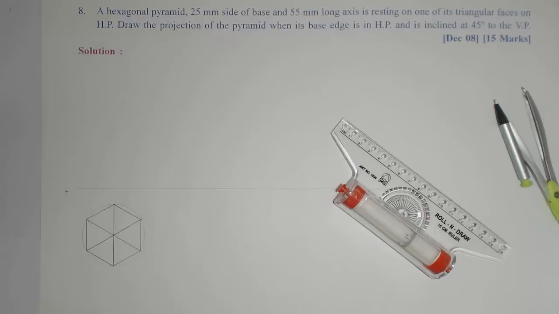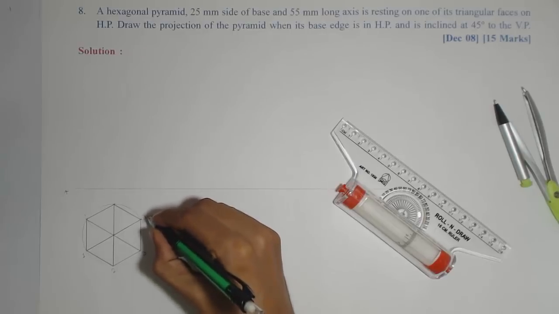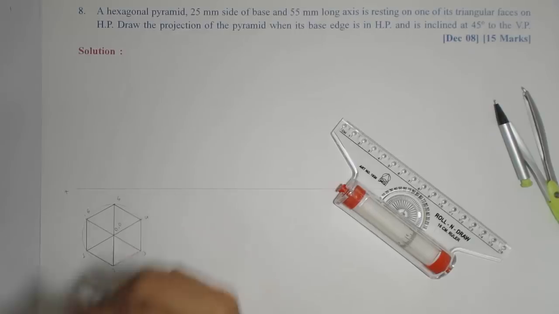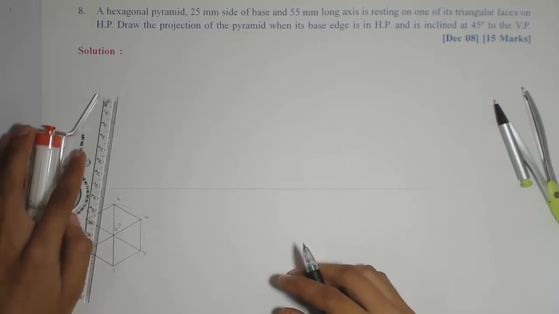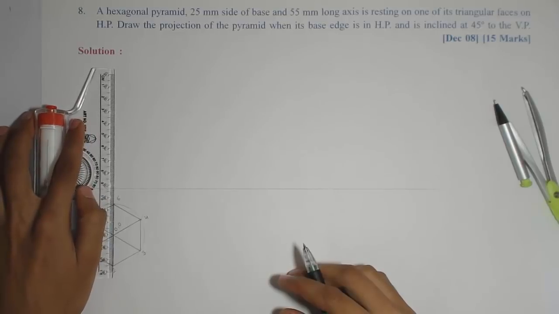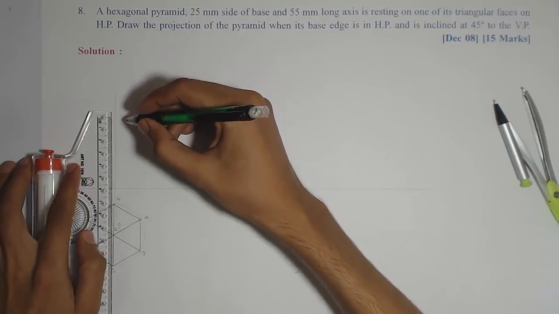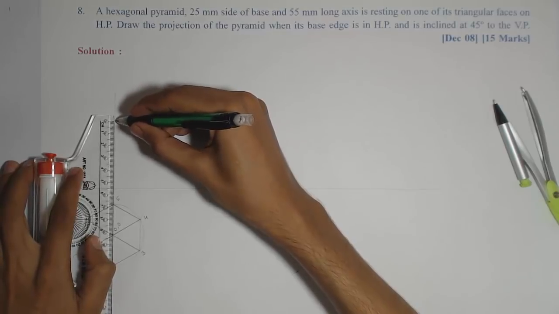Then we'll give the numbering. We can start numbering from anywhere. Then go center of the base and apex. We will complete the corresponding front view. For that, first we will mark the axis, which is given as 55 mm. So first on this line, I will mark the axis of 55 mm. Here.